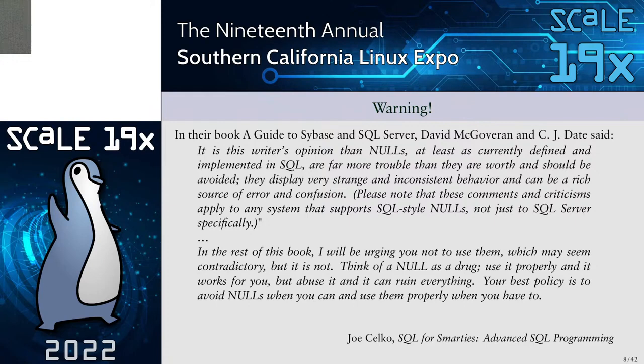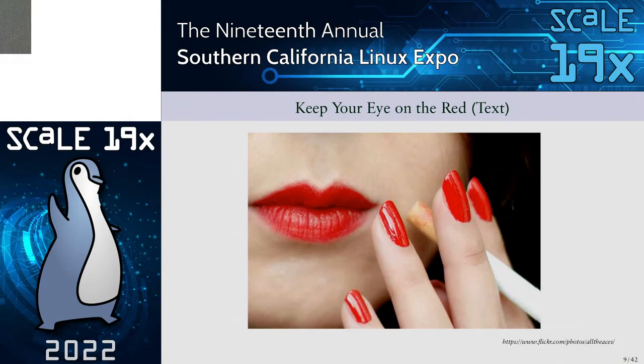I love this quote. It's by Joe Celko out of Austin, big Postgres fan, and he's writing about another book that mentioned nulls. C.J. Date, obviously, most people recognize that name. The idea here is that nulls are more trouble than they're worth, and they should be avoided. They're strange, inconsistent behavior, a source of error and confusion. Very true. He says try to avoid using nulls, but if you have to, use them judiciously. I think this is a wise approach. You just can't use SQL without at least understanding some of the traps that nulls can put you into.